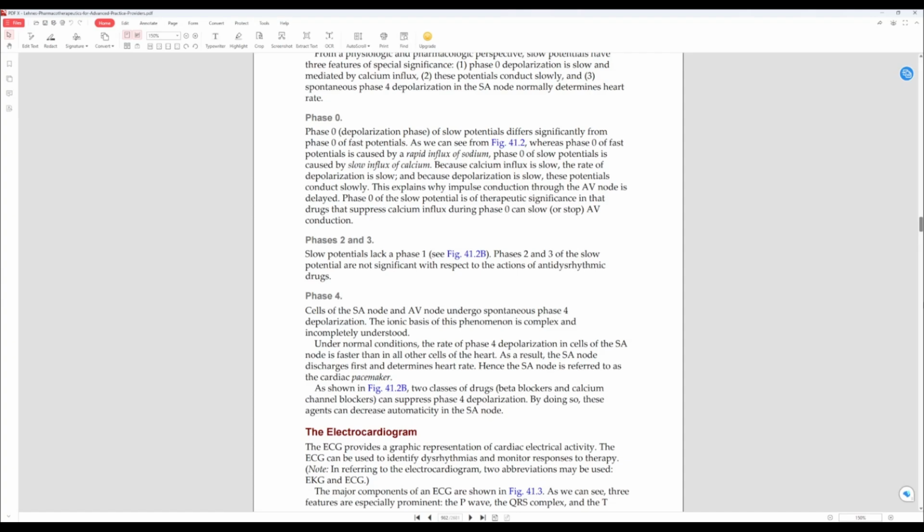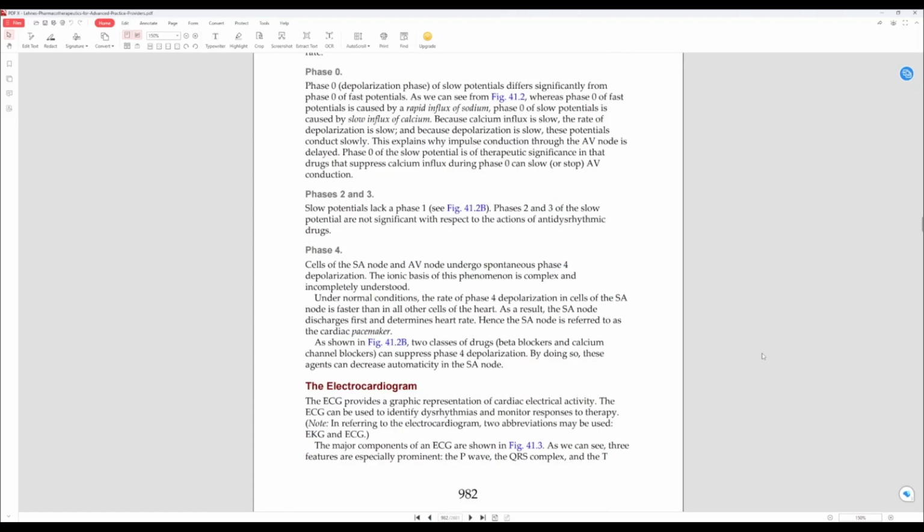Phase 0 of the slow potential is of therapeutic significance in that drugs that suppress calcium influx during phase 0 can slow or stop AV conduction. Phases 2 and 3. Slow potentials lack phase 1. Phases 2 and 3 of the slow potential are not significant with respect to the actions of antidysrhythmic drugs.